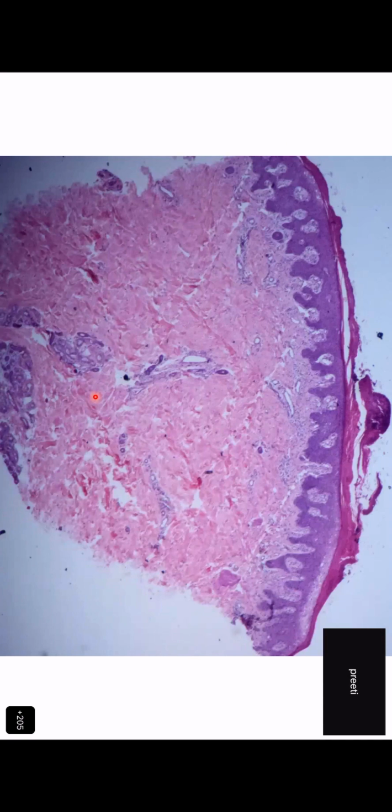So who's describing this? Sir, in this section of skin, we can see epidermis and dermis. The epidermis shows hyperkeratosis and parakeratosis. Also, in the subcorneal part, we can see a blister which is eosinophilic, and in the superficial dermis, we can see a perivascular infiltration. So, can you go to the next slide, please?